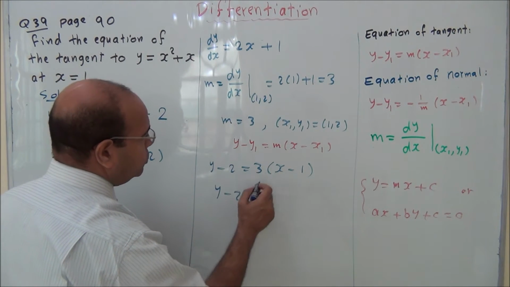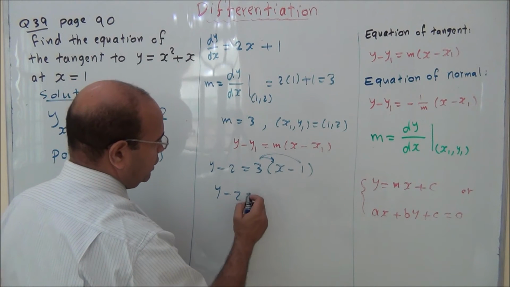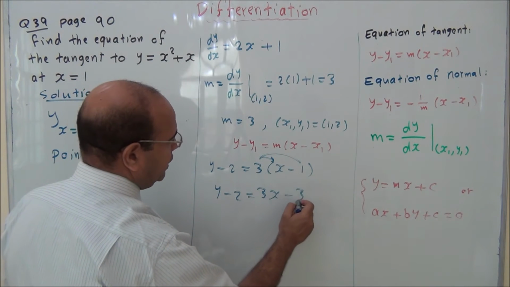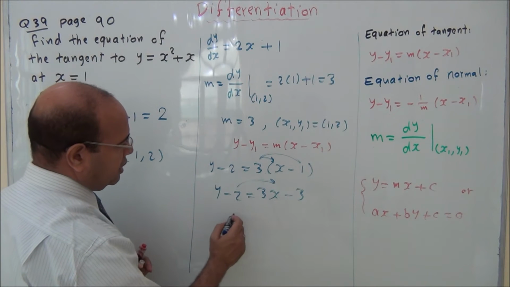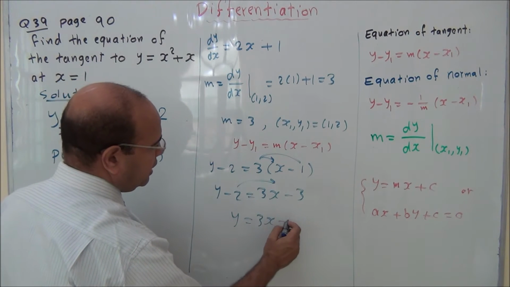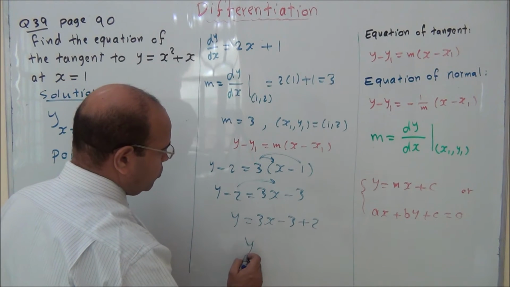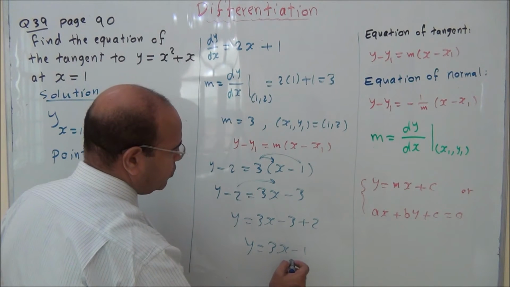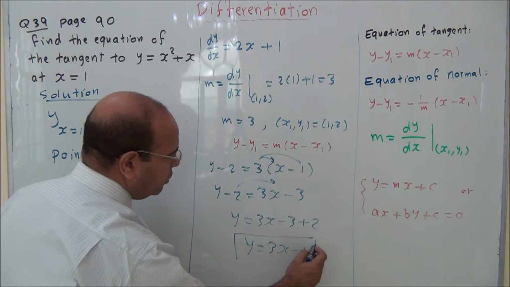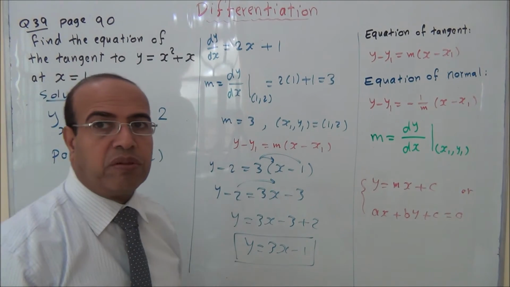So y minus 2, we distribute 3. So 3 times x is 3x minus 3. Move negative 2 to the other side. So y equals 3x minus 3 plus 2. So y equals 3x minus 1. So this is the equation of the tangent at the particular point.